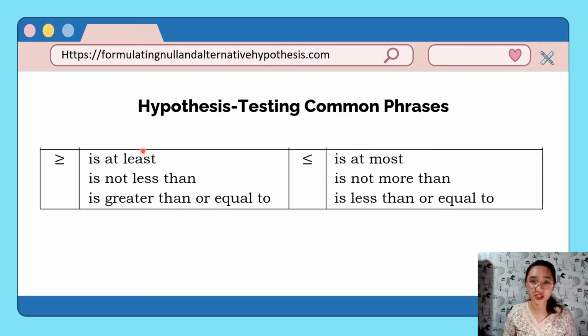Siyempre, sa mga research naman, hindi naman pwedeng symbol lang ang ilagay mo doon kasi hindi naman lahat nakakaintindi ng definition ng mga symbol na yun. So, kailangan mo talagang i-state ng buo yung inyong null hypothesis and alternative hypothesis. So, ito yung mga common phrases na pwede mong gamitin.